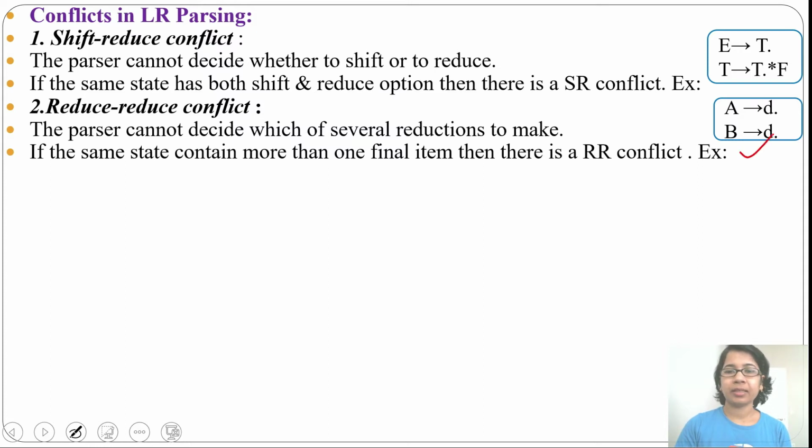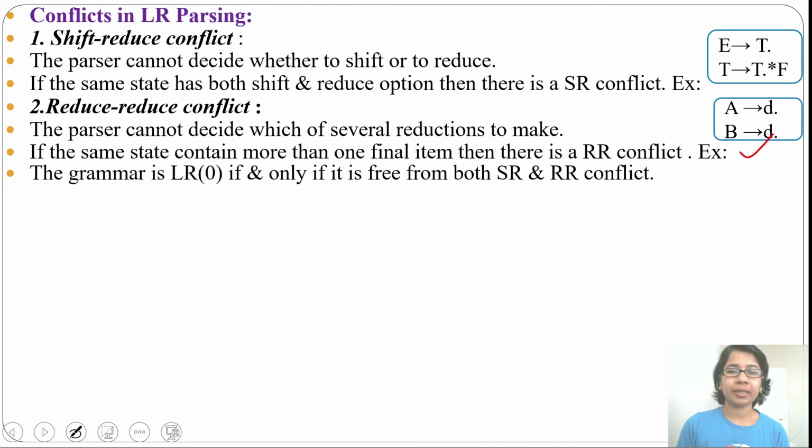I already discussed this in example 3. Just go through that lecture. If you find a reduce reduce conflict, you can stop and you can declare that the grammar is not LR0. You don't need to construct the full LR automata and the full LR parsing table. By just constructing partial LR automata, you can declare the grammar is not LR0. Even from the grammar, if you can guess that two reductions will be in same state, then you can declare the grammar is not LR0. The grammar will be LR0 if and only if it is free from both SR conflict and RR conflict. If there is conflict, then the grammar is not LR0.